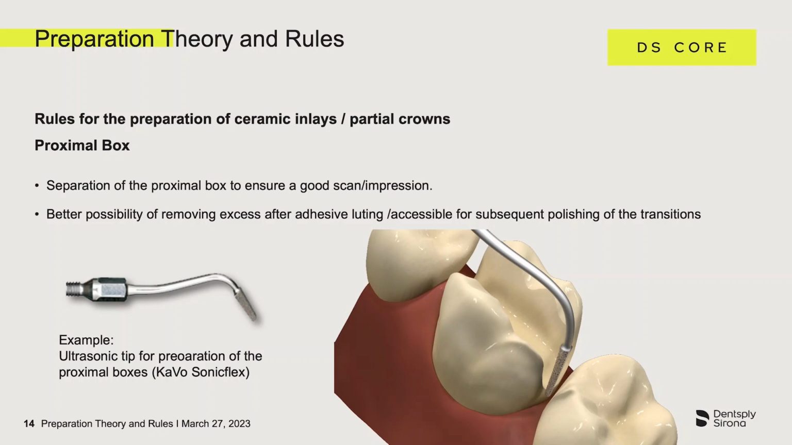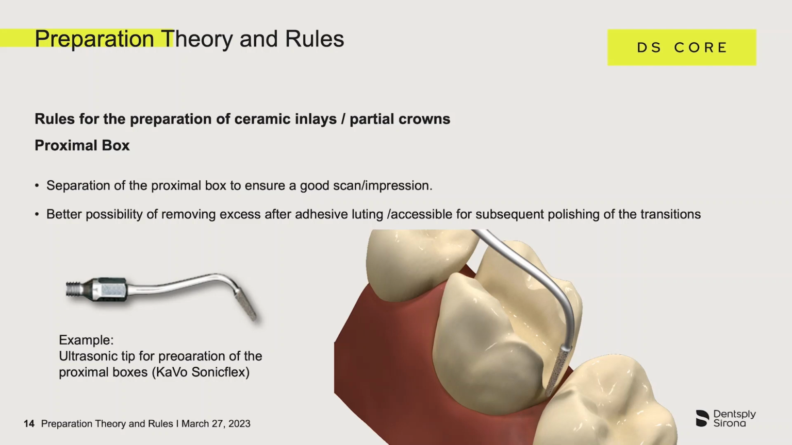It is even easier to use sonic tips for the preparation of the approximal boxes. The Cavo Sonic Flex system should be mentioned here. For this system, there are sonic tips for the mesial and distal box. It is important that these instruments are only used on one side and the neighboring tooth is not injured.